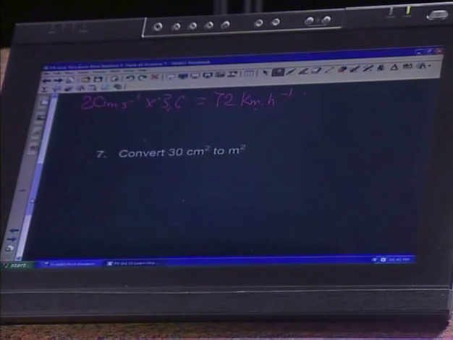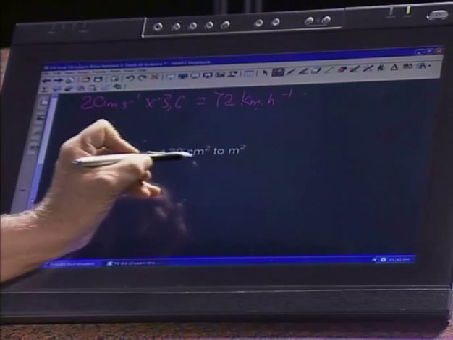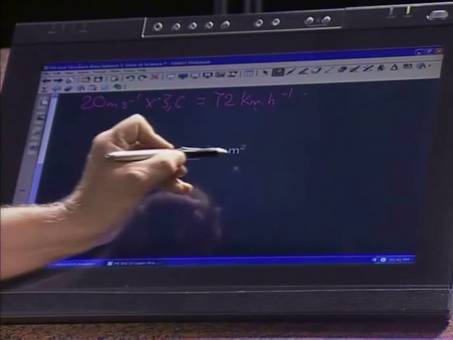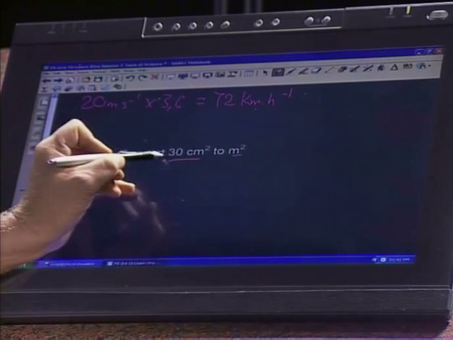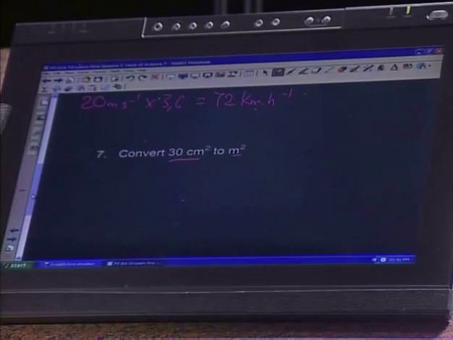Let's look at this one. We're asked to convert 30 centimeters squared to meters squared. Now, meters squared is an SI unit for area. You need to be able to compare and convert from centimeters squared to meters squared when you're doing pressure calculations, and those sometimes come up. So this is one area where you need to understand about area.